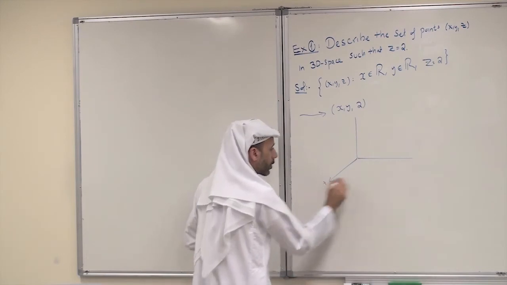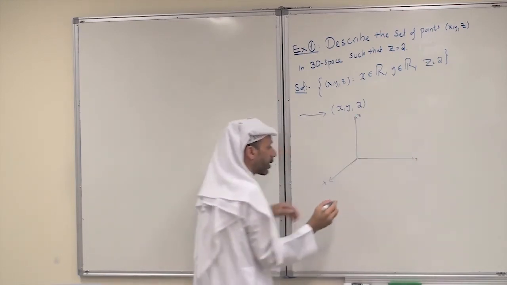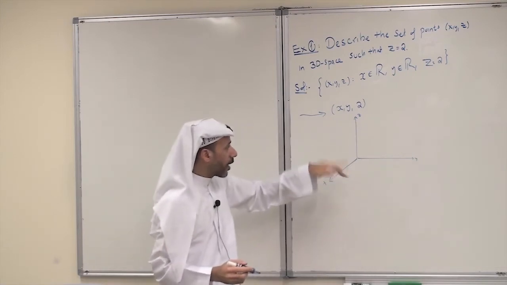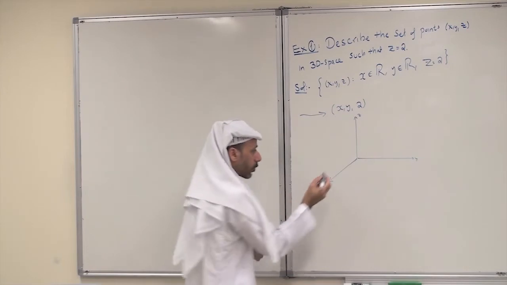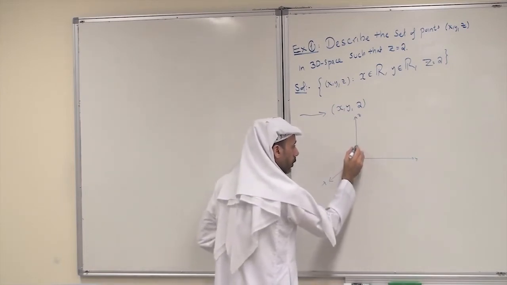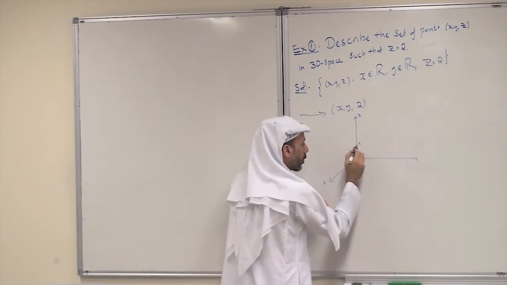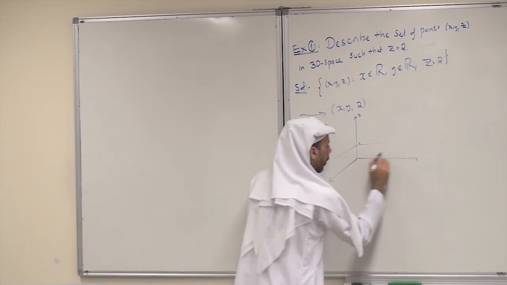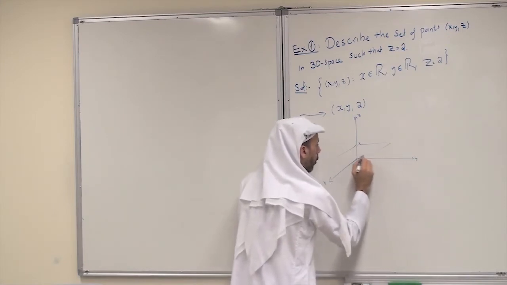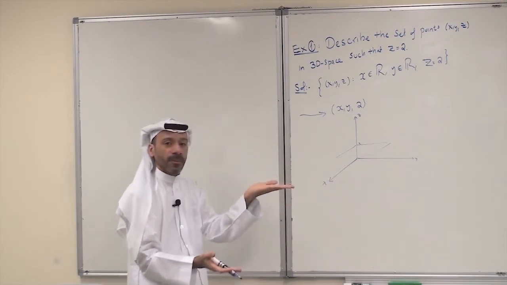This is the x axis, y axis, z axis. Take any point in the floor and then push it 2 units upward. So start from the origin, I go 2 units. Any point here, I go 2 units, and so on. So this will give me the following. Just shift the xy plane 2 units up.